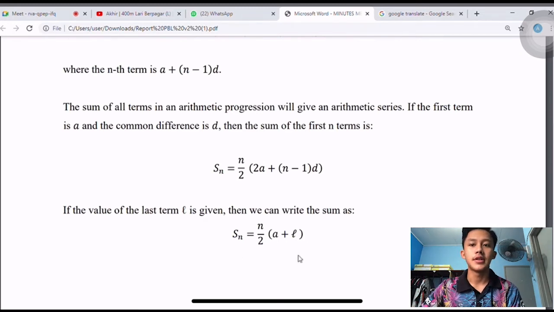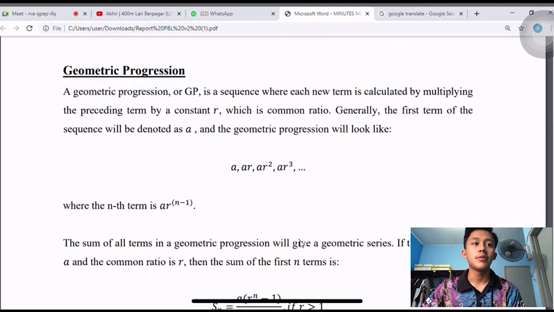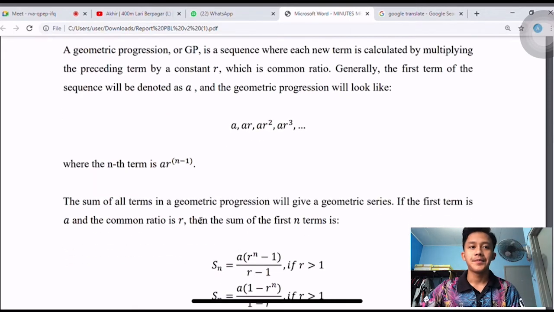like this, for example. Okay, for geometric progression, a geometric progression or GP is a sequence where each new term is calculated by multiplying the preceding term by a constant R, which is the common ratio. Generally, the first term of the sequence will be denoted as A, and the geometric progression will look like this, for example, where the nth term is A R to the power of n minus 1.